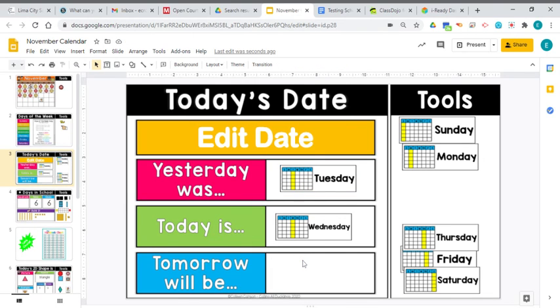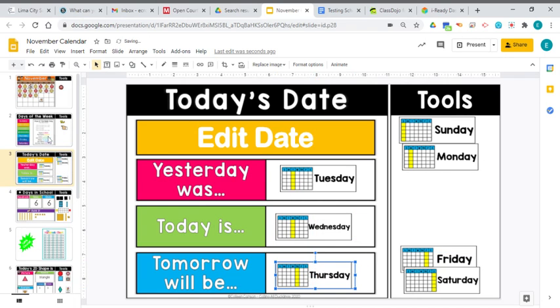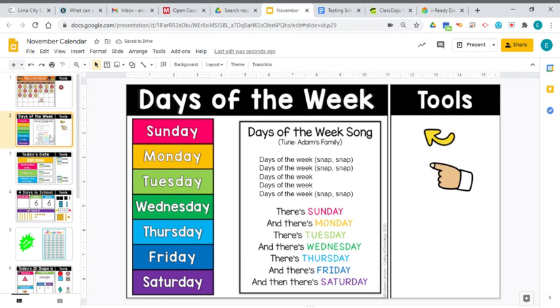So what will tomorrow be? Tomorrow hasn't happened yet. Tomorrow is what comes next. So Tuesday was yesterday, Wednesday today. What will come next? That's right, Thursday. Tomorrow will be Thursday. Let's take a look at our Day of the Week song. You sing it with me so we can learn these days of the week.